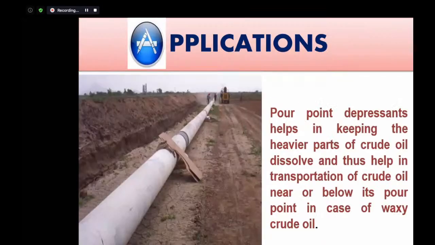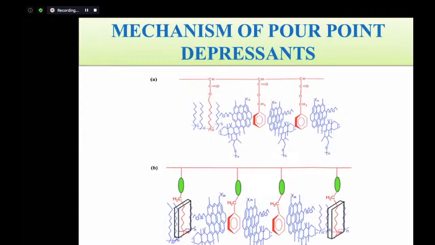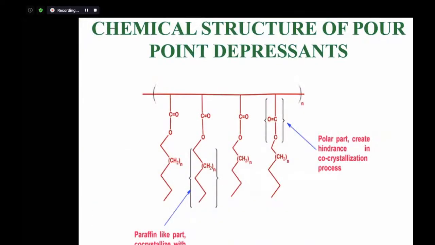If you look at this figure, what I am trying to say is every kind of crude oil requires a different type of flow improver. One part of it will co-crystallize with the wax crystal. So if you look at the carbon number here in the non-polar part, it should match that of your crude oil. Only then can you co-crystallize it with the wax crystal.